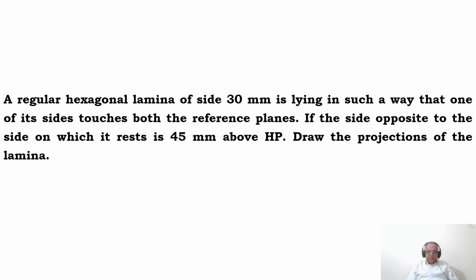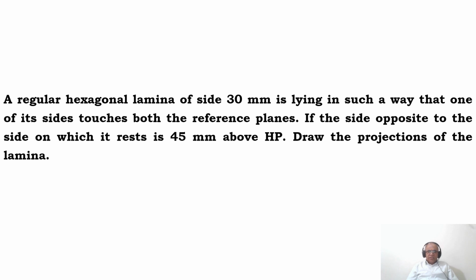What does it mean? The reference plane is the intersection of the horizontal plane and the vertical plane. So the reference planes are the horizontal plane and also the vertical plane, which means that one of its sides touches both the reference planes. If the side has to rest on HP and also on VP, it means that the side which is touching HP has to be touching VP also. So that is the meaning.